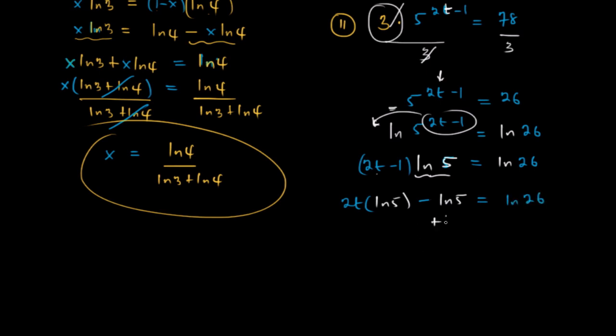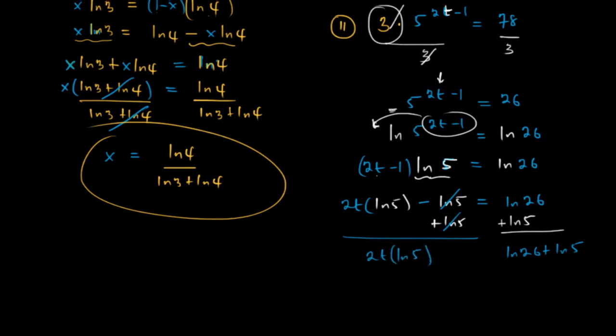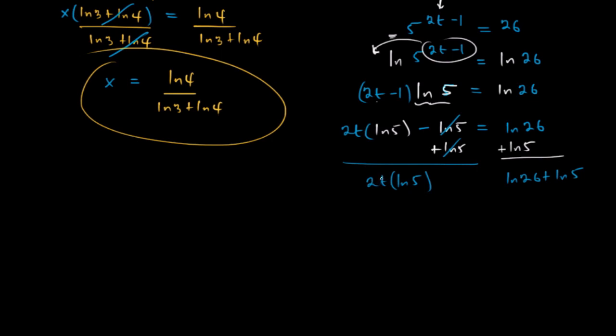So we can add ln of 5 to both sides. What you'd obtain here is ln of 26 plus the ln of 5, and then here the ln of 5 crosses out, so you have 2t ln of 5. Since what we intend to solve is t, I could just make my t a little fancier. So to write this equation out, what we have here is 2 times t ln 5 equals the ln of 26 plus the ln of 5.